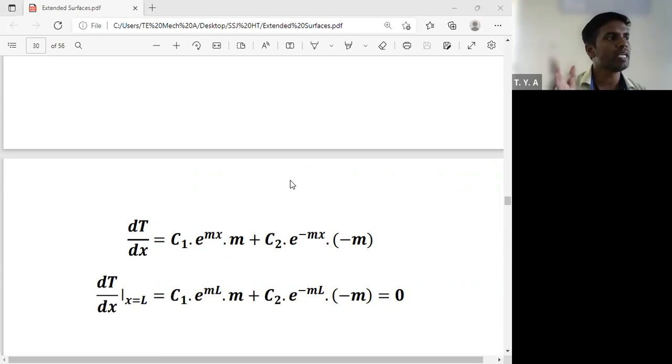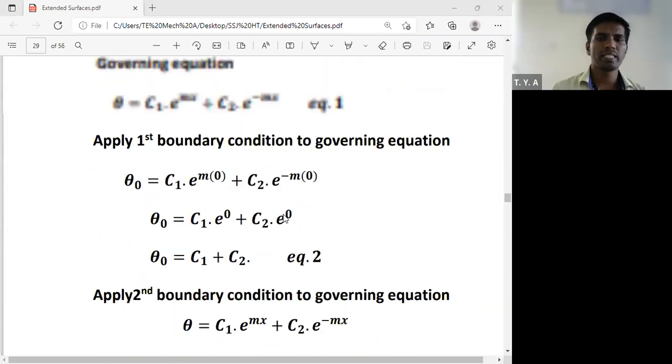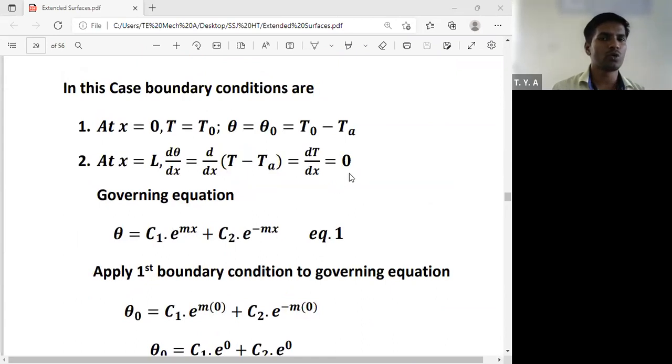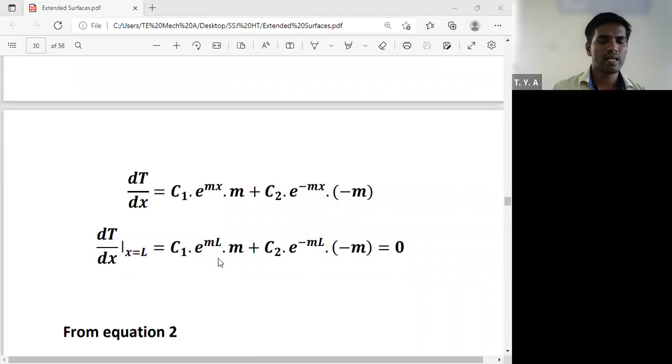We have to calculate dT by dx at x is equal to L. Therefore, instead of x, we put the value of L. So dT by dx at x is equal to L is equal to C1 e raised to mL into m plus C2 e raised to minus mL into minus m, which is equal to 0. Why have we equated it to 0? Because the boundary condition we considered is dT by dx is equal to 0 when x is equal to L. So we put L instead of x and equated the value to 0.